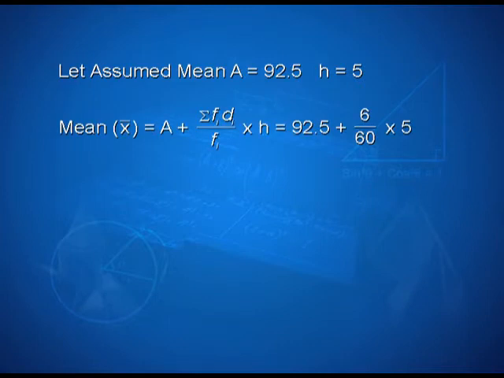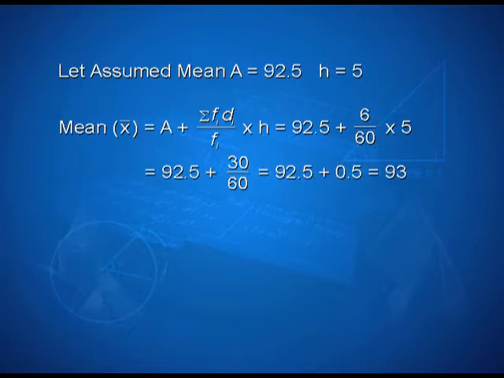Mean can be calculated as A plus summation Fi di upon summation Fi into h, that is equal to 92.5 plus 6 upon 60 into 5. That can be calculated as 92.5 plus 30 upon 60, that is equal to 92.5 plus 0.5, that gives us 93.